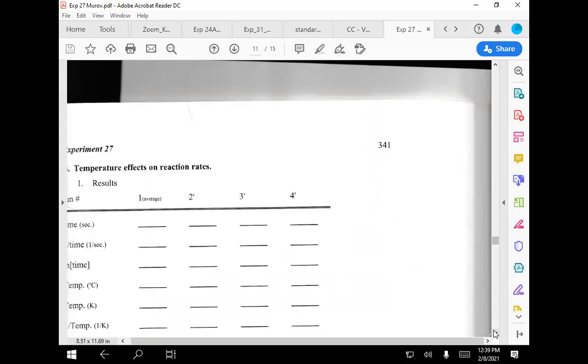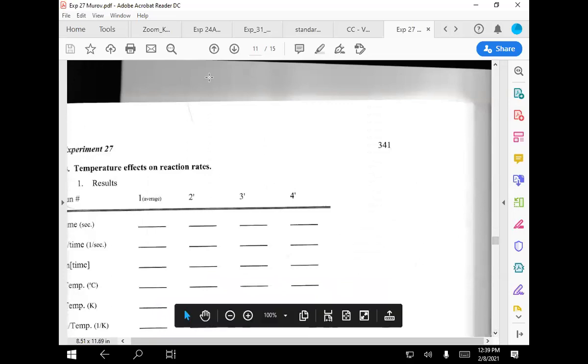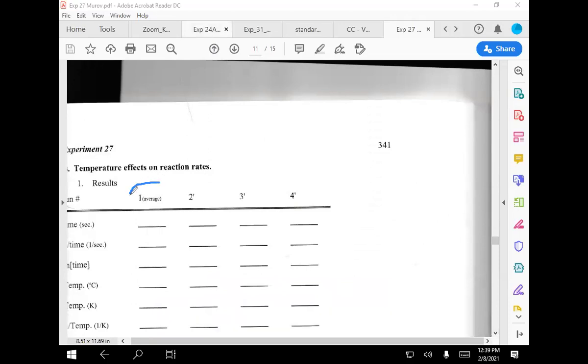Okay, this is another table you have to fill in based on the data that I gave you. This is the one with the temperature. So this first one says 1 average. That was the 1A, 1B, 1C, that one. And then the 2 prime, 3 prime, 4 prime, those are the different temperatures.